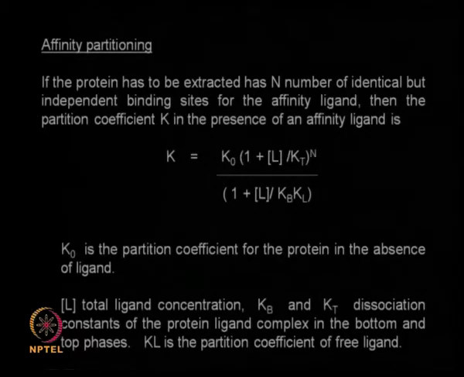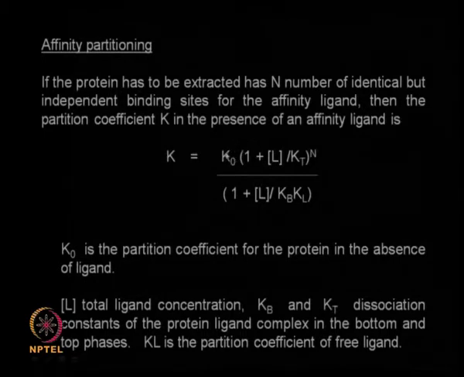So if I have an affinity ligand, and the protein has to be extracted and it has n number of independent binding sites for the affinity ligand, then the partition coefficient K in the presence of the affinity ligand will be like this: K equal to K naught, where K naught is the partition coefficient of the protein in the absence of ligand.